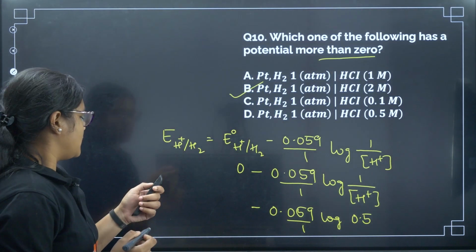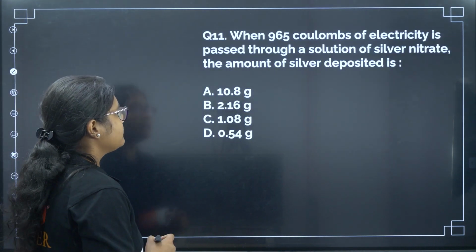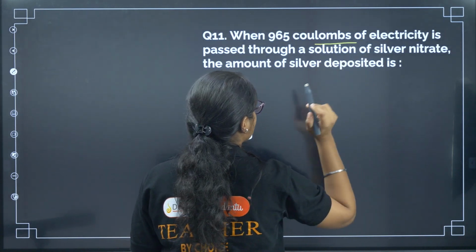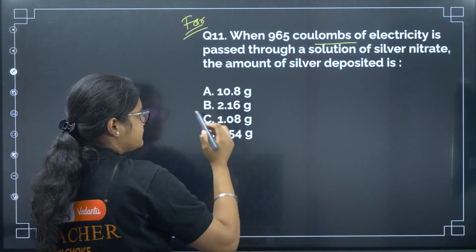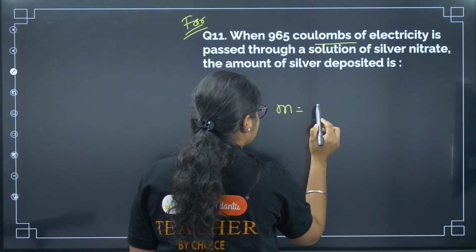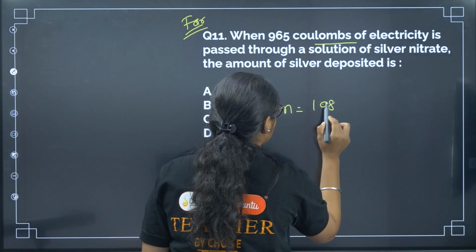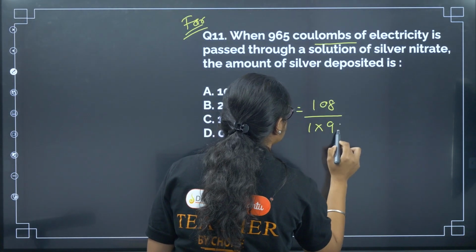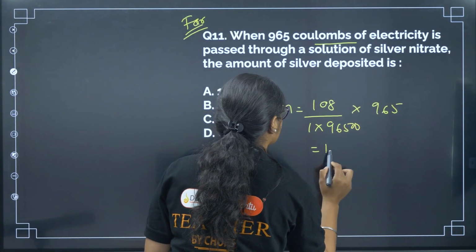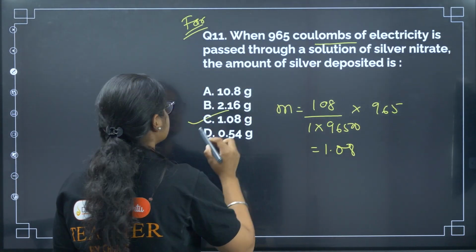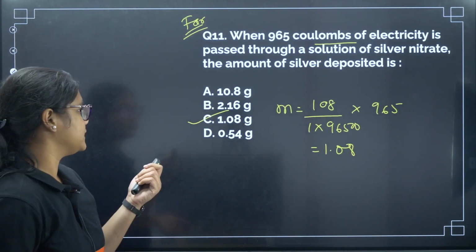Okay. Next question is when 965 coulombs of electricity. So again, this is from your Faraday's law. Similar question we have solved. M is equal to Z into I T. So 108 divided by 1 into 96500. Here charge is 965, so that is equal to 1.08. So the correct answer for this question is option number C.